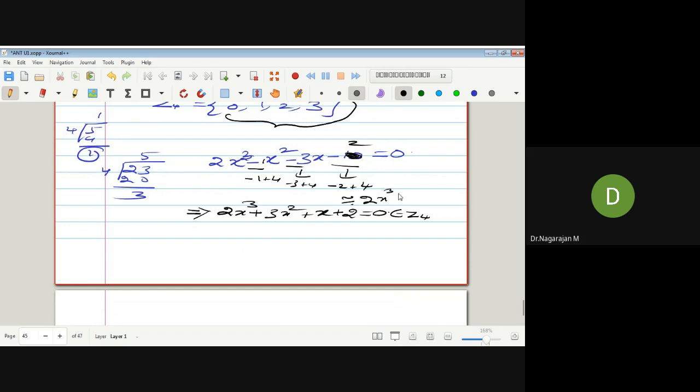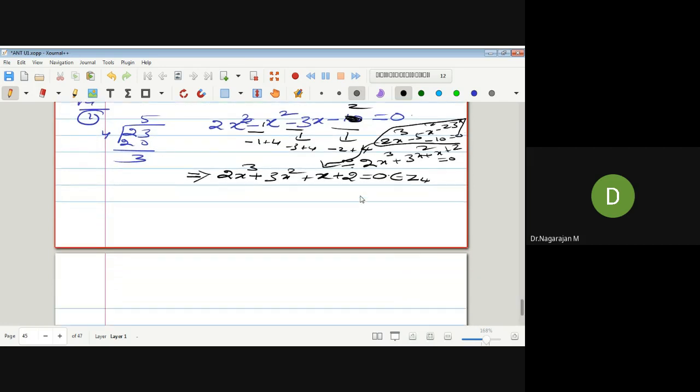2x cube plus 3x squared plus x plus 2 equal to 0. This equation can be written in another format: 2x cube minus 5x squared minus 23x minus 10 equal to 0. This is the given equation. Therefore, this given equation can be written in this form.